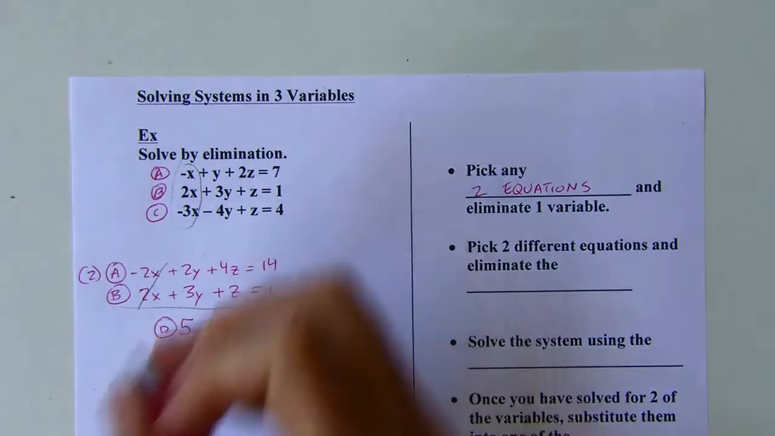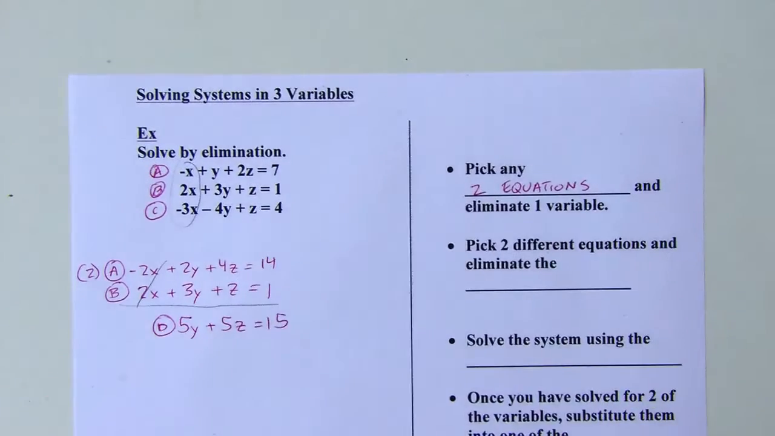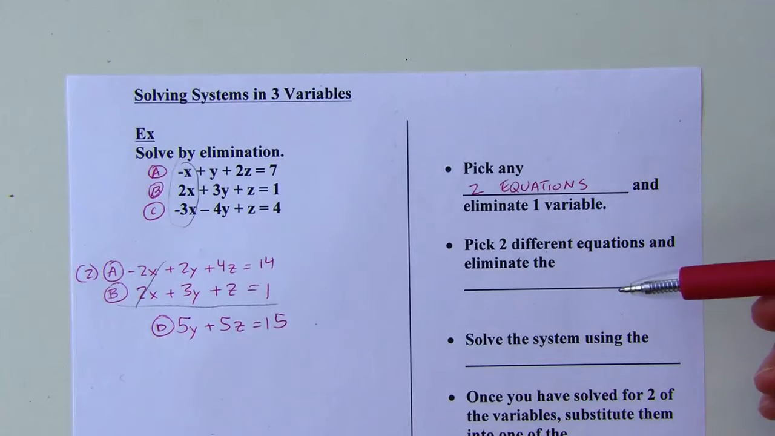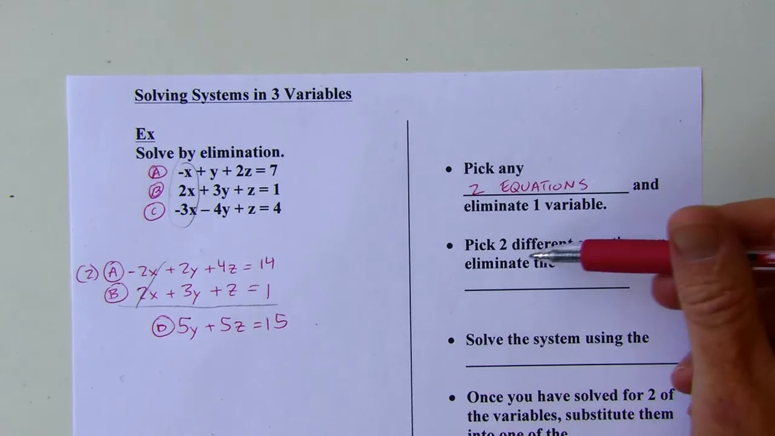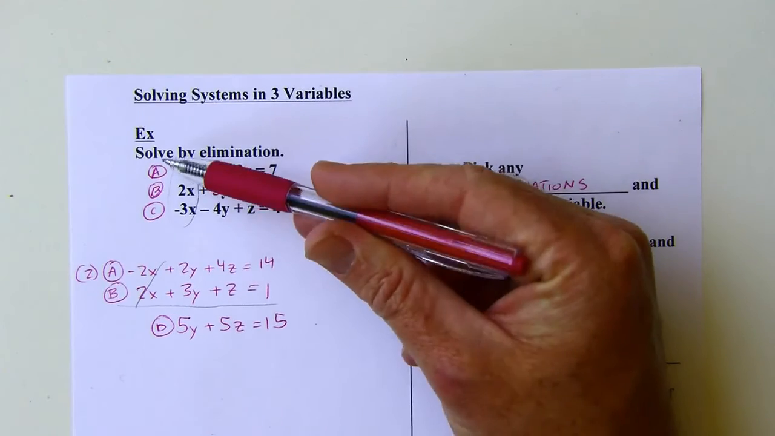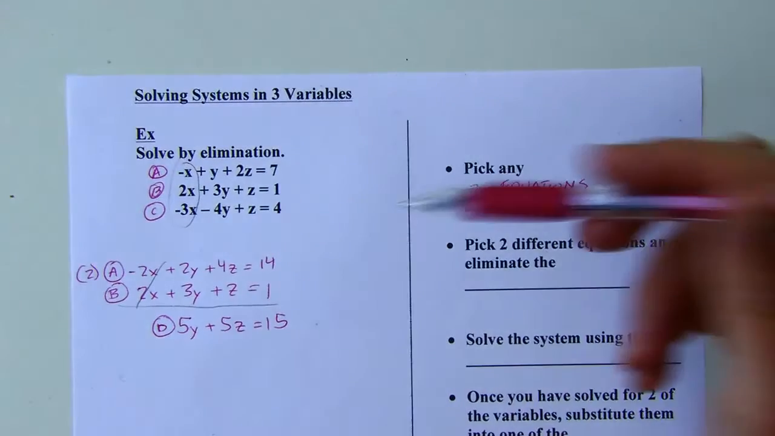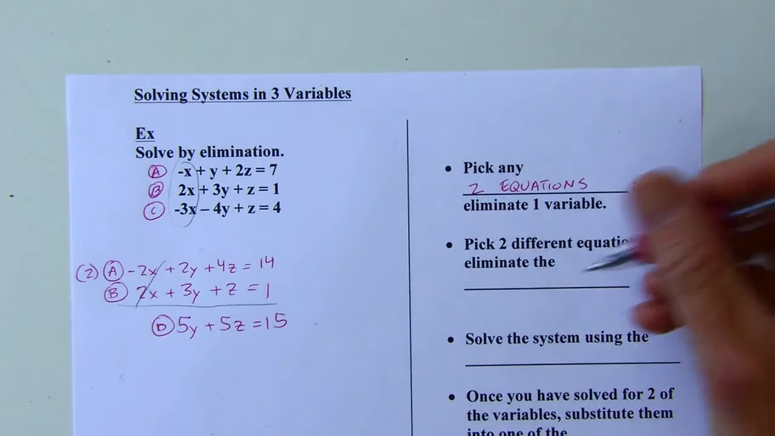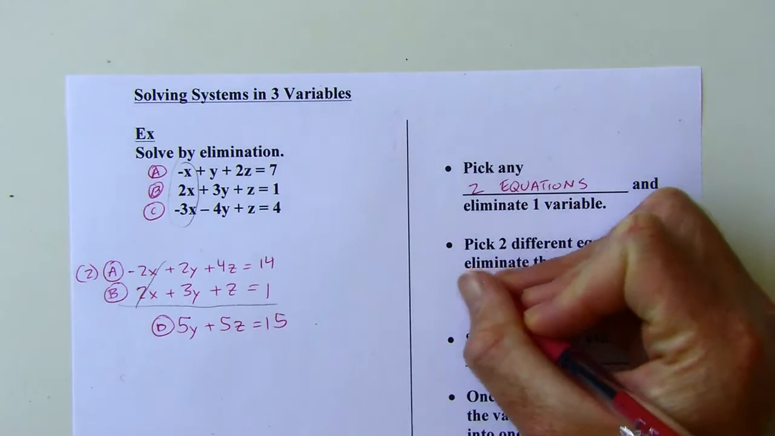Okay? All right, so what I want to do now, I'm just going to leave that alone for now. I'm going to do the same thing except with two different equations. I'm going to pick two different, so I don't want to use A and B. I could use A and C or B and C. I need to use another combo than I used over here. So with a different combo, I'm going to eliminate the same variable.